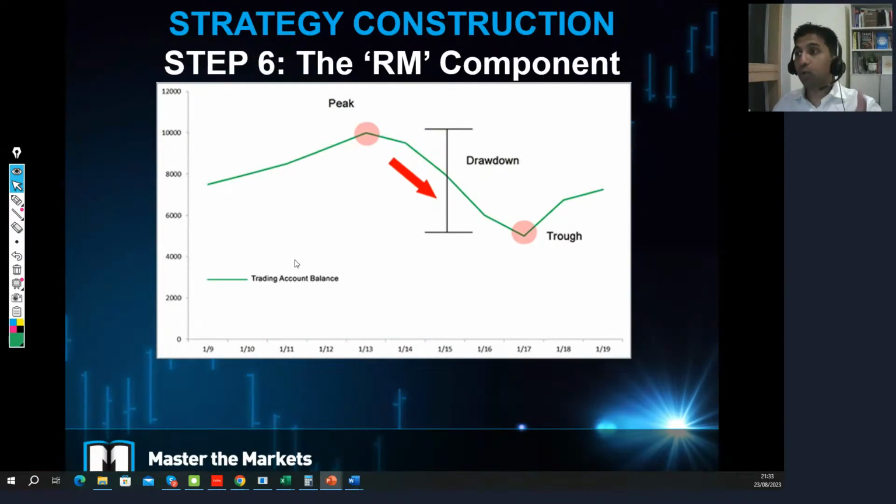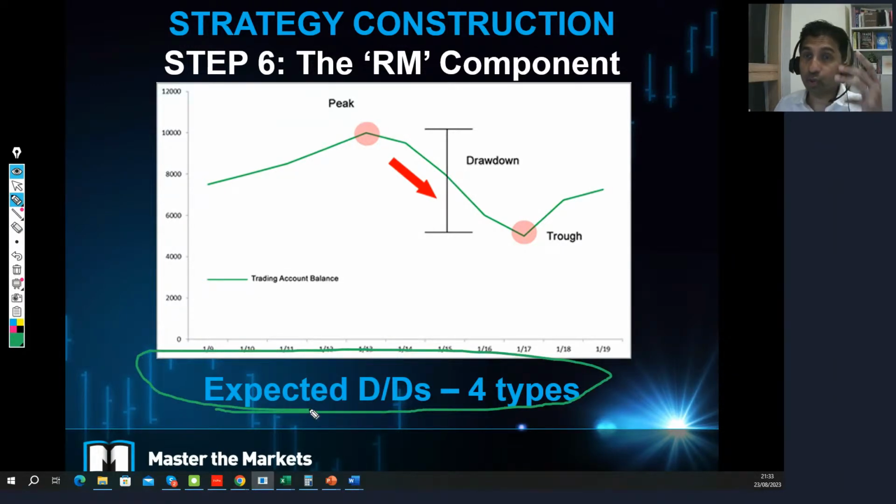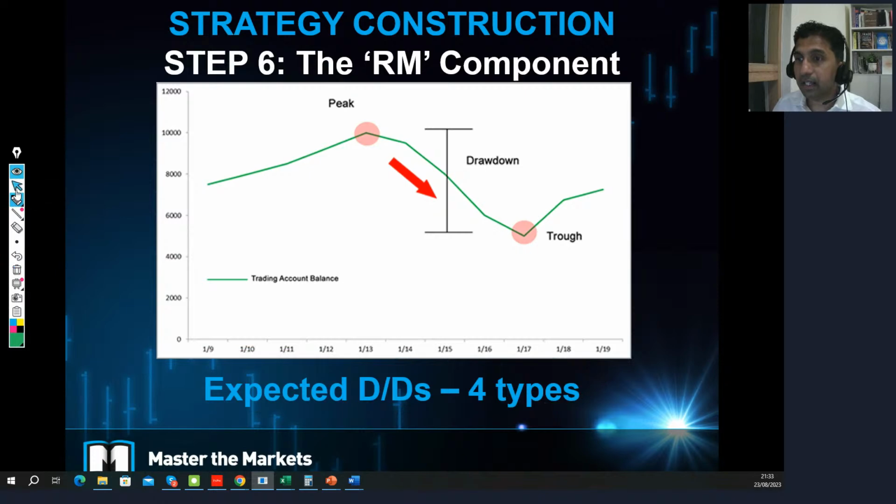Now, swiftly going through the third subsection of the risk management component, the last one is basically your post risk management. In your post risk management over here, you have the 4 different types of expected drawdowns that you should know about. Now, what do I mean by this? After you come out of your trade, post trade, you should look at your strategy and see how your strategy is performing in terms of its drawdowns.